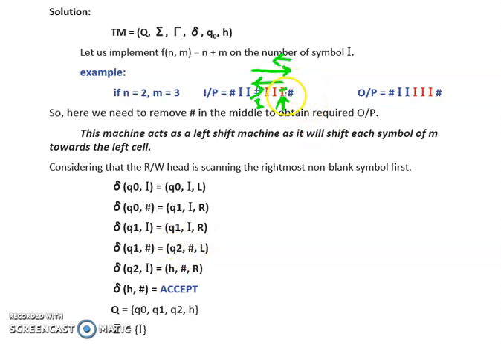Now we don't want to do anything with the hash. So hash will be replaced by hash only and the direction of movement will change to the left direction because we want to remove this particular I. Now we just want to move a single position after hash in the left direction. So from the state Q2, we are reading the first I and we will change the state to the halt state because we don't want to do the same thing with the other I also. We only want to do it for a single I. That's why we are changing the state from Q2 to the halt state.